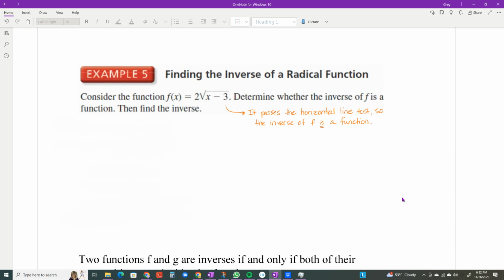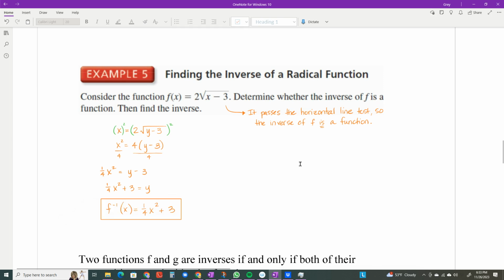So then we have to go find the inverse. So again, we switch the x and the y. And you can divide by 2. Either way, you got to remember to square the 2. But to get rid of my radical, I'm going to square both sides. So I have x squared equals 4 times that thing in parentheses because that radical is going to go away when I square it. Okay, this is all multiplication. I got to square the 2 and I got to square that thing. All right, then I'm going to divide by 4. And I'm going to have 1/4 x squared equals y minus 3. And so then I'm going to add 3 to it and put it back with my f inverse notation. 1/4 x squared plus 3.